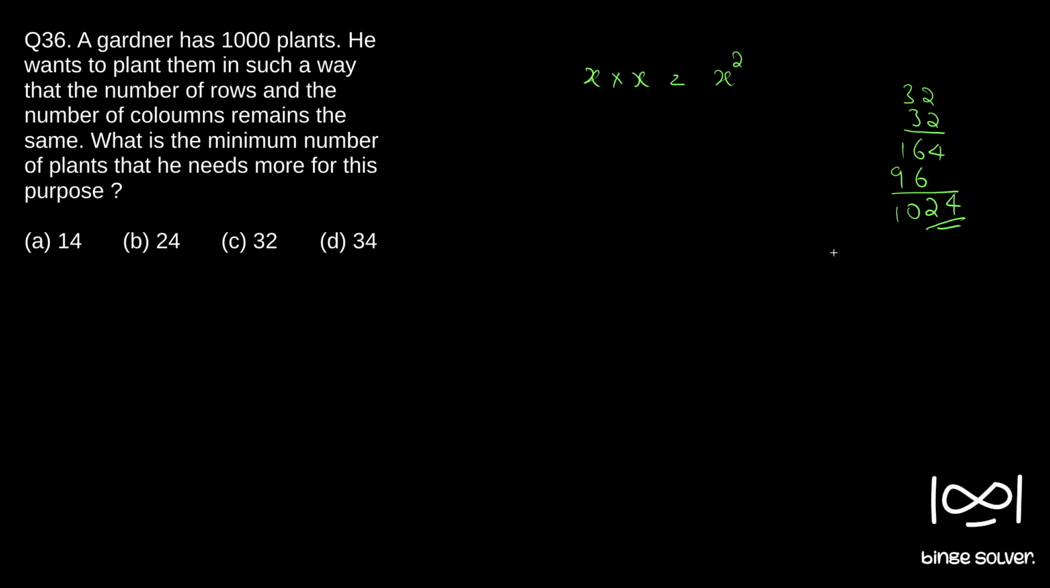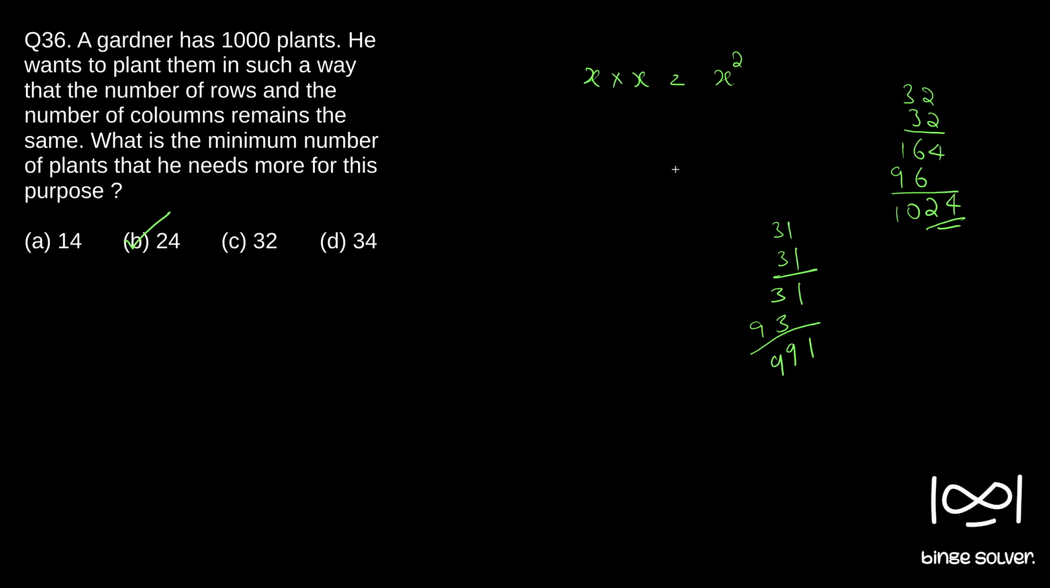31 square is 961, 32 square is 1,024. So if you see, 24 more are needed to get the perfect square above 1,000. So he already has 1,000. So to get 1,024, he needs 24 more plants. So 24 is the correct answer.